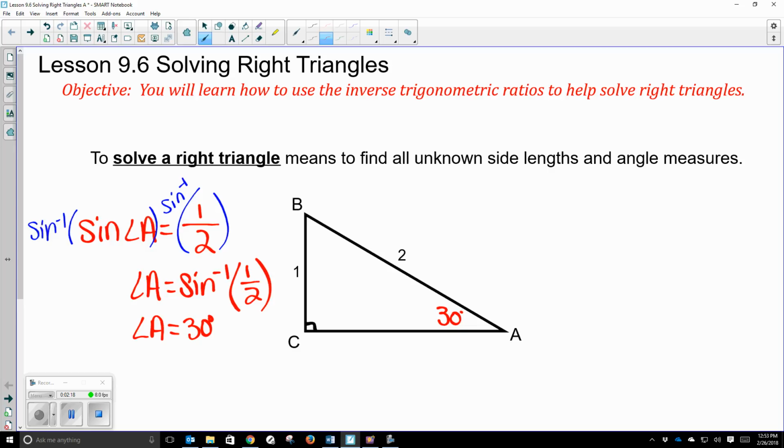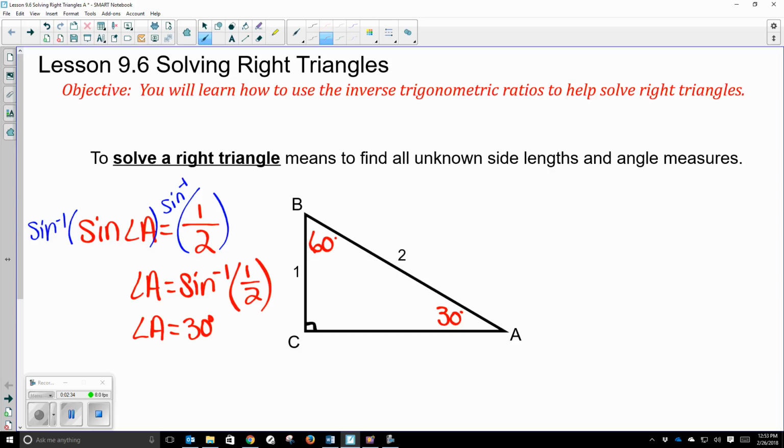And we can use cosine of angle B is equal to 1 over 2 to find the other angle. But what is the other angle? 60. We don't have to do that. Why do that whenever we can just subtract it from 90?